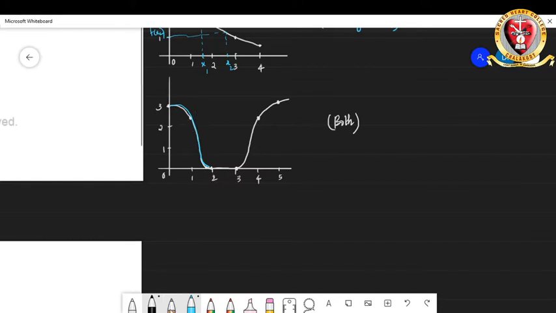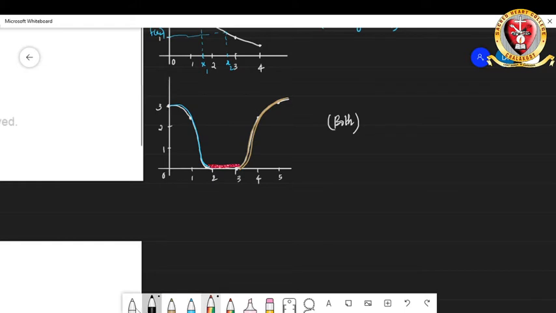And similarly, all the points to the right of this function, we can say that the function is increasing at all those points. And the points here, we can say that the function is neither increasing nor decreasing.